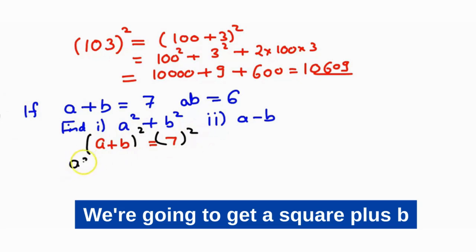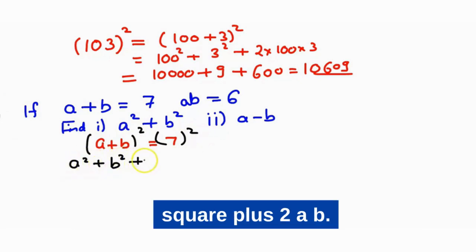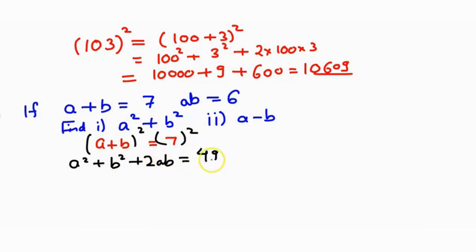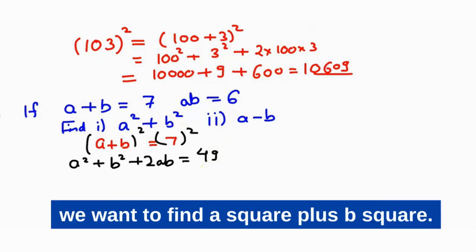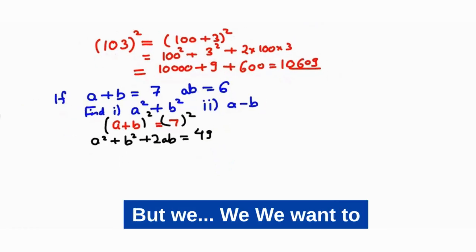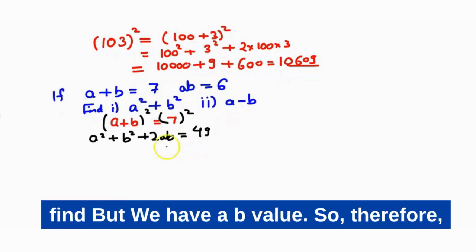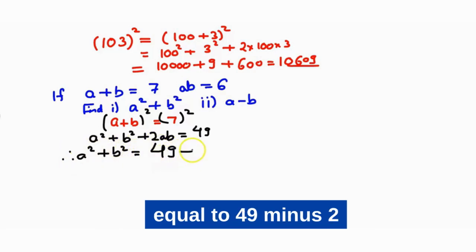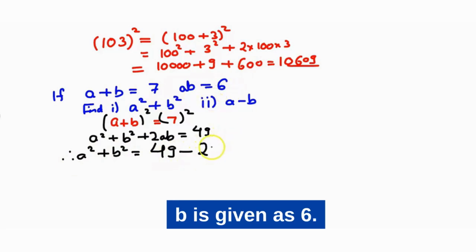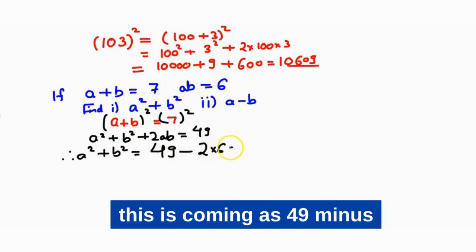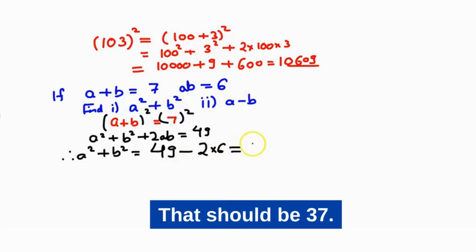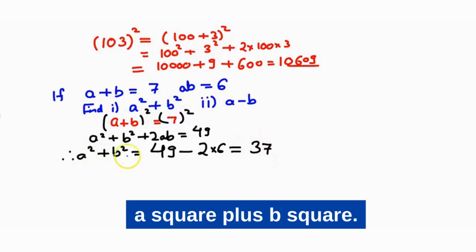We are going to get a square plus b square plus 2ab is equal to 7 square, that is 49. Now we want to find a square plus b square, but we already have the ab value. Therefore a square plus b square is equal to 49 minus 2 into ab, and ab is given as 6. So this is 49 minus 12. That should be 37, a square plus b square.